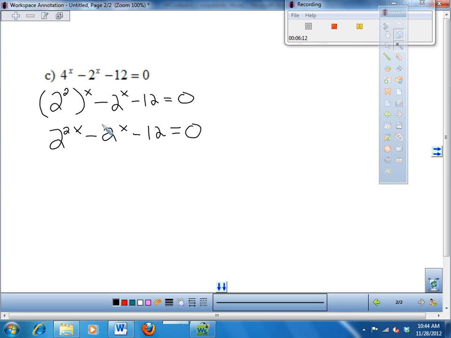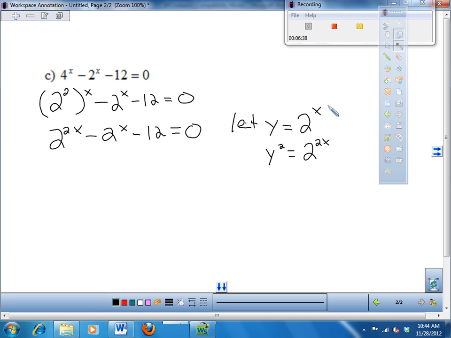So this is what I'm going to do. One way to think about this, you could do a substitution. Let y equal 2 to the x. Then y squared would be what? 2 to the 2x. Do you guys see that? Because if I square this, you multiply the exponents. So this is kind of a tricky, weird kind of problem.